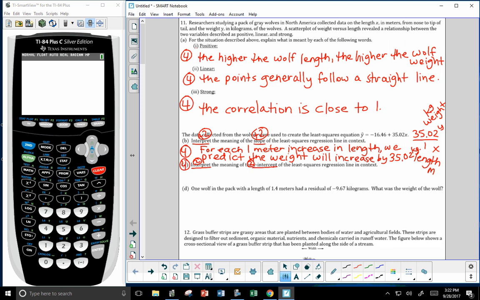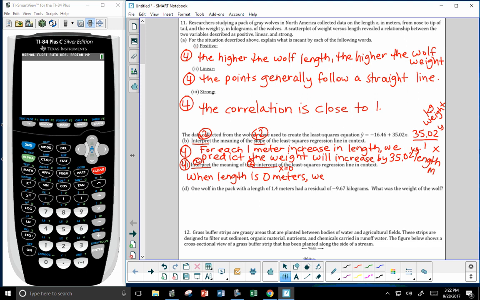And the interpretation of a y-intercept is that value when x equals 0. So when the length is 0 meters, we would predict or estimate, so I'm just going to say predict, we would predict the weight to be negative 16.46 kilograms.